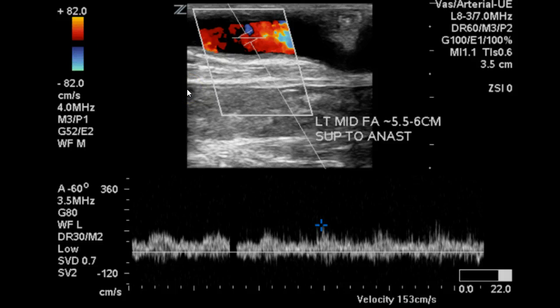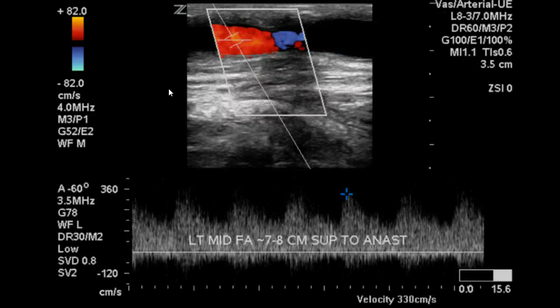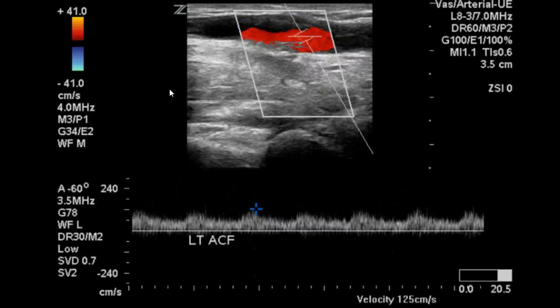Now the sonographer has moved distal to that decrease and velocity increase, and we get a significant decrease in velocity. So this gives you all the information you really should need to make a proper diagnosis. Just showing how the flow continues on up the arm. And this is at the ACF.